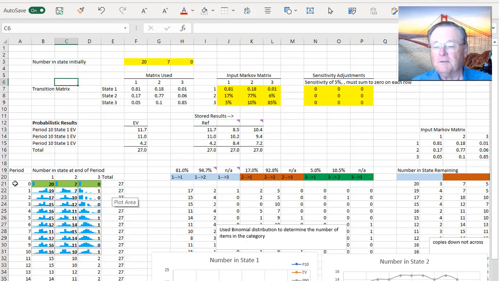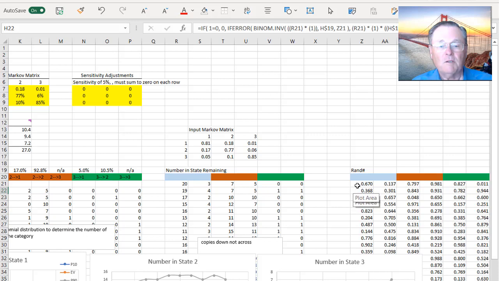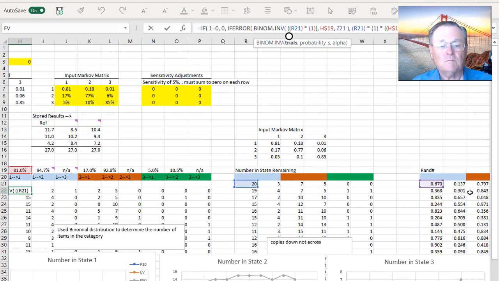And now I specified periods. And the model is actually set up to do like 27 periods, but let's assume that we're just looking at the first 10. We start off in state 1 with 20 homes. And then we're going to sample using this 81%. Now this is being done with a binomial distribution. So what happens is, we're asking, if I have 20 things and there's an 81% chance of them staying where they are, given a random number, which we specify over here, is 0.67, how many remain in state 1? And the answer is 17.